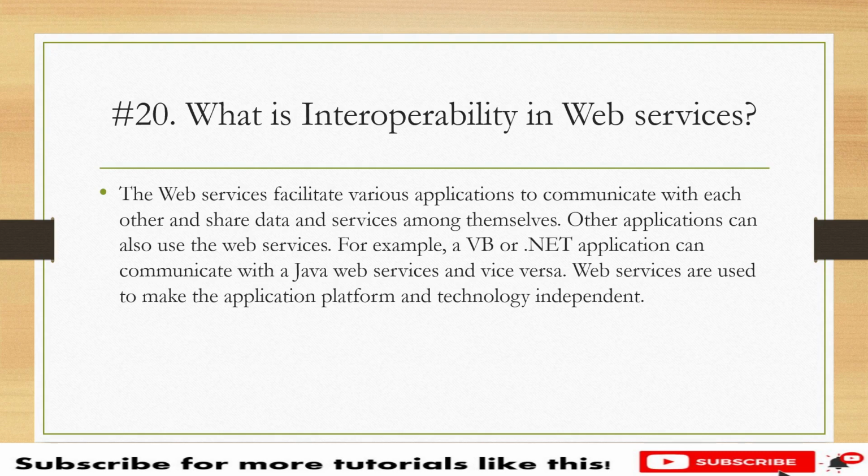What is interoperability in web services? This is also a high priority question; people with more than 5 years of experience can expect this question. Web services facilitate various applications to communicate with each other and share data and services among themselves, and other applications can also use the web services. For example, a VB or .NET application can communicate with a Java web service and vice versa.